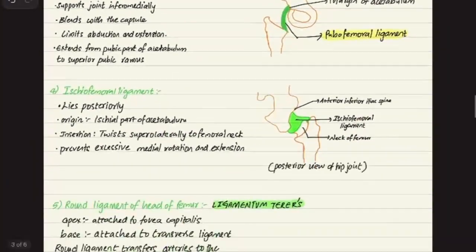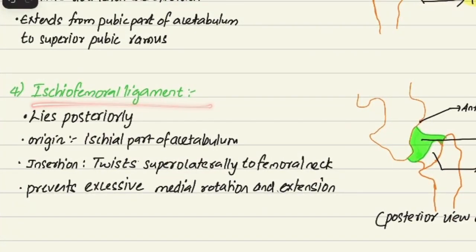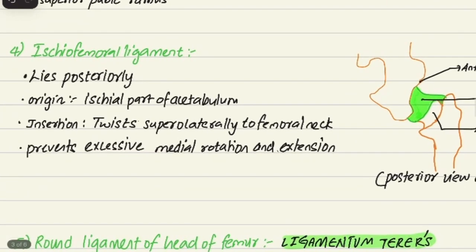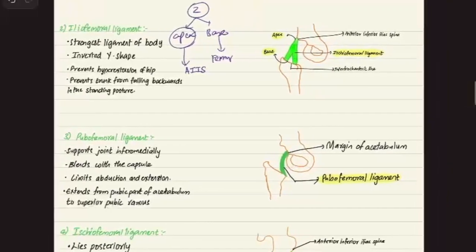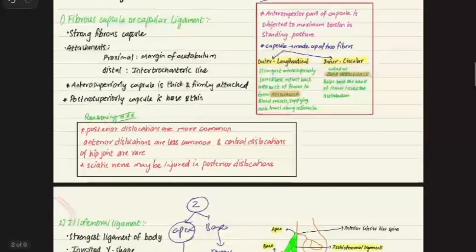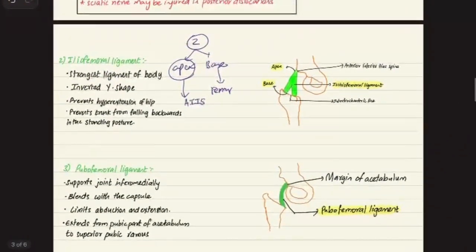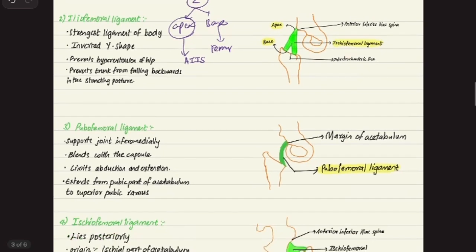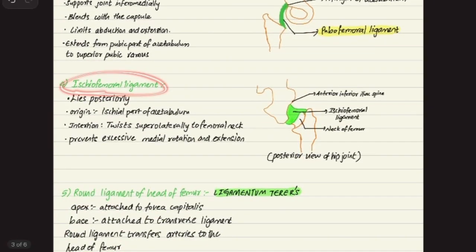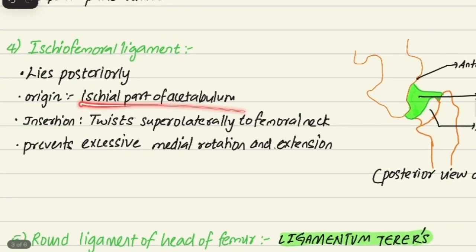Next, the fourth ligament is the ischiofemoral ligament. Ischiofemoral, from the ischium to the femur. Simple, right? It lies posteriorly. See, all the above ligaments, pubofemoral, iliofemoral and the fibrous capsule, are in the anterior aspect, whereas the ischiofemoral ligament is in the posterior aspect. It originates from the ischial part of the acetabulum, and it is inserted superolaterally onto the femoral neck. How is it inserted? In a twisted manner.